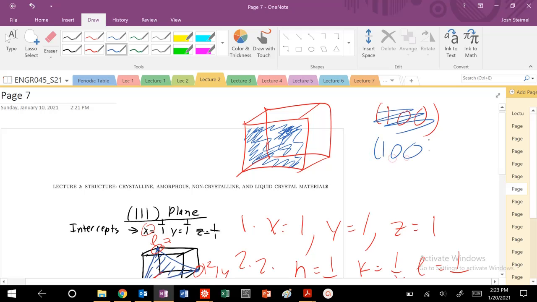1, 0, 0. And here, what plane is this? Well, let's see, where are we intersecting? This plane is intersecting my y, so it's 0, 1, 0, or 0, 0, 1. If I made a rotation like this, closed your eyes, and I rotated around this direction, I flipped that cube, could you tell which one was which?